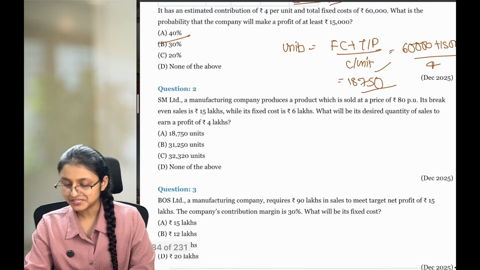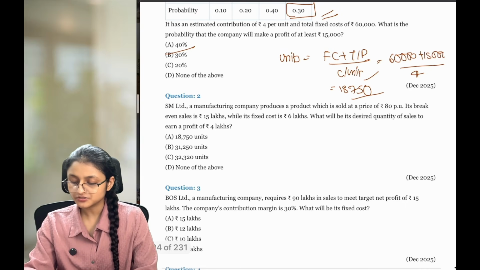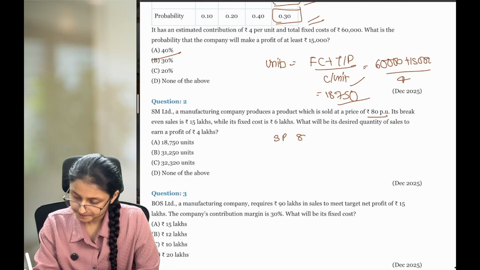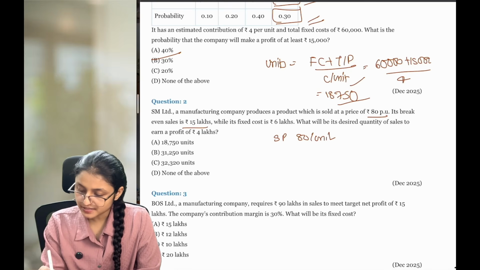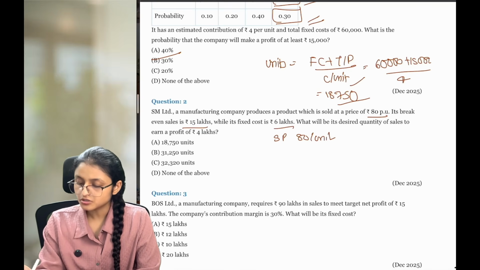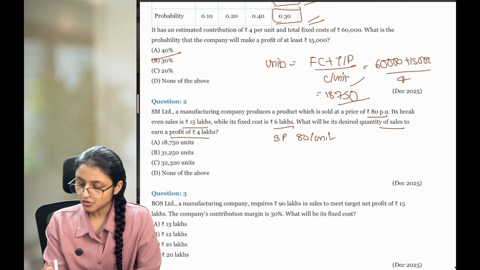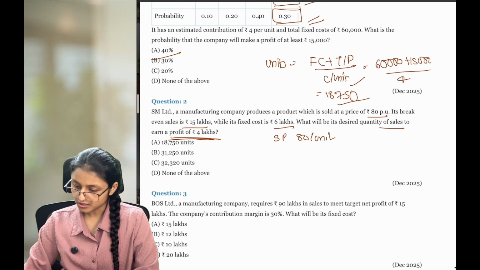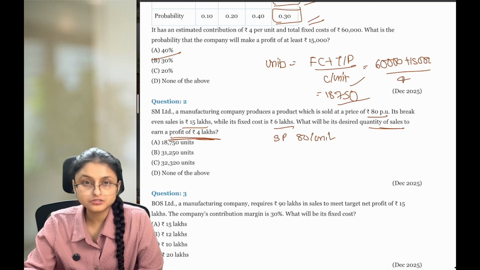Next, SM Limited, a manufacturing company, produces a product which is sold at a price of 80 per unit. So this is our selling price. Its break-even sales is 15 lakh. Fixed cost is 6 lakh rupees. What will be the desired quantity of sales to earn a profit of 4 lakh rupees? So, for earning a profit of 4 lakh rupees, what is the number of units which you should sell?